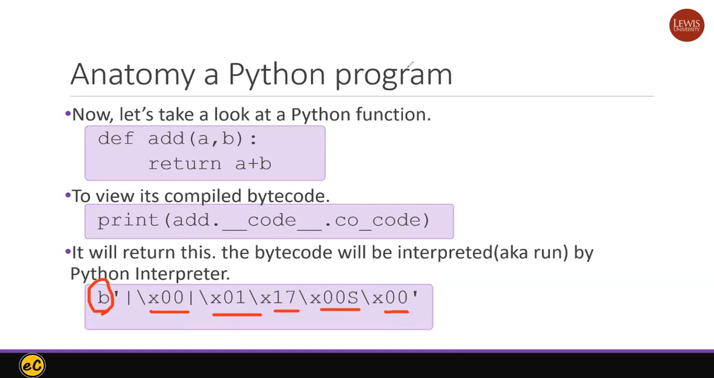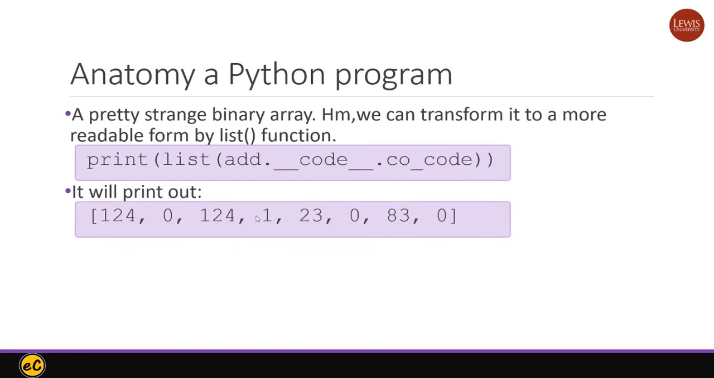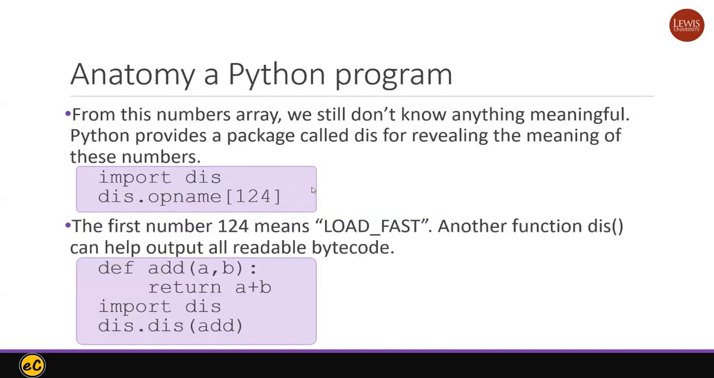So this bytecode, if you convert it to a list, is 124, 0, 124, 1, 23, 0, 83, 0. That is the bytecode's numbers.